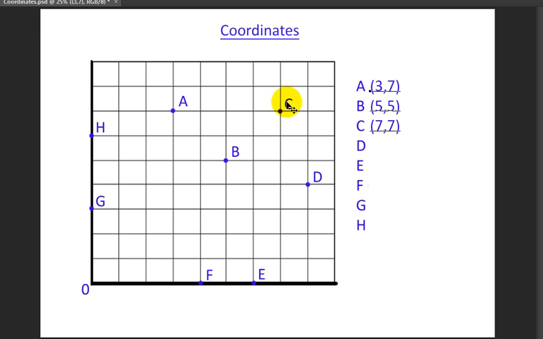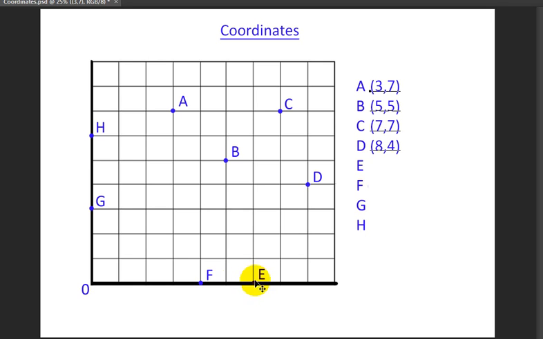D is at, well, now I could start counting from the beginning again, but since I remember that C is at 7, 7, this is going to be one step further to the right. So 8, and then 1, 2, 3, 4 up. So 8, 4. There we go. E is 1, 2, 3, 4, 5, 6 steps to the right.